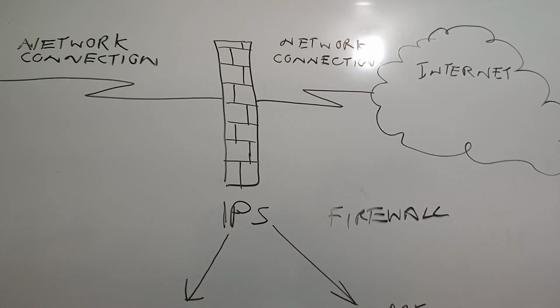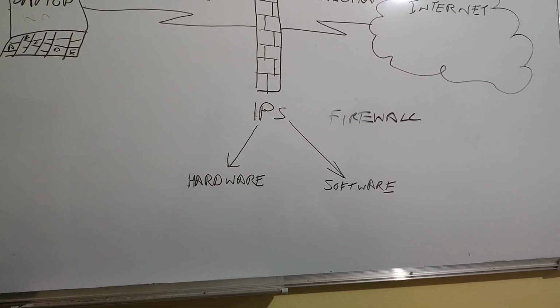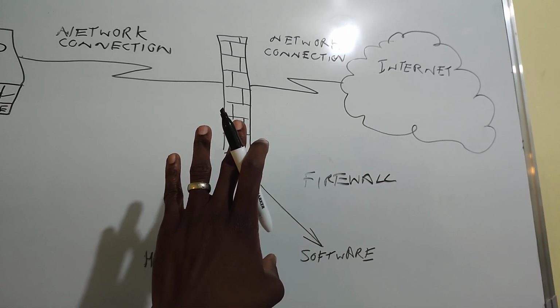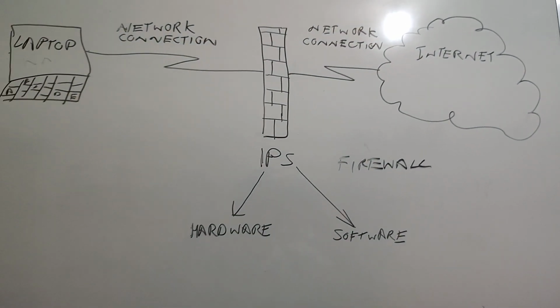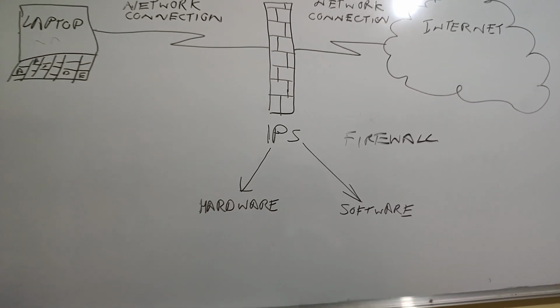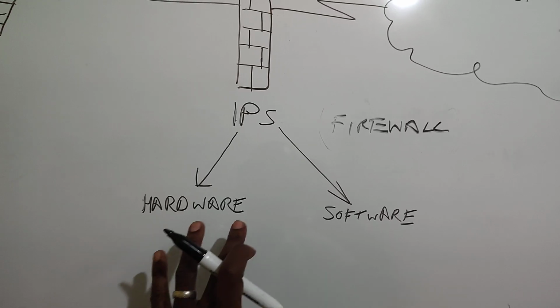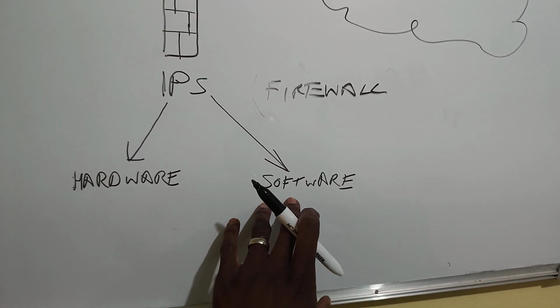So basically, what does a firewall do? A firewall is basically a system that filters traffic. It filters traffic coming in and filters traffic coming out of a network. So the IPS, or also called firewall, basically there are two types. We have the hardware type, and then there's the software type.